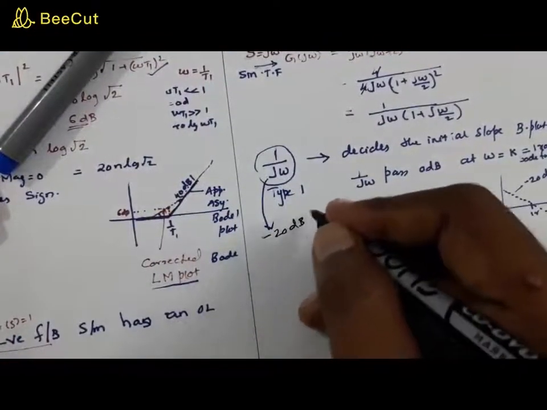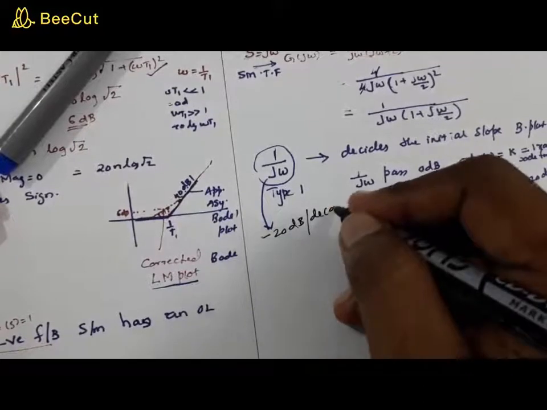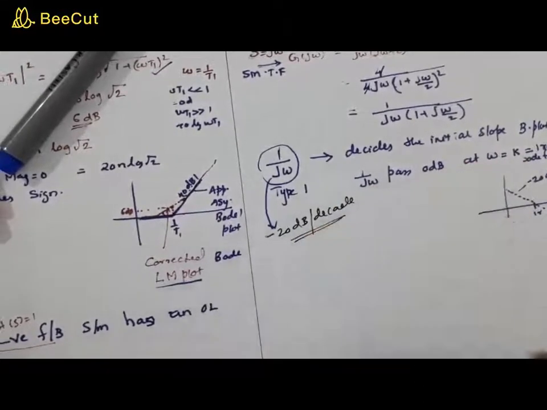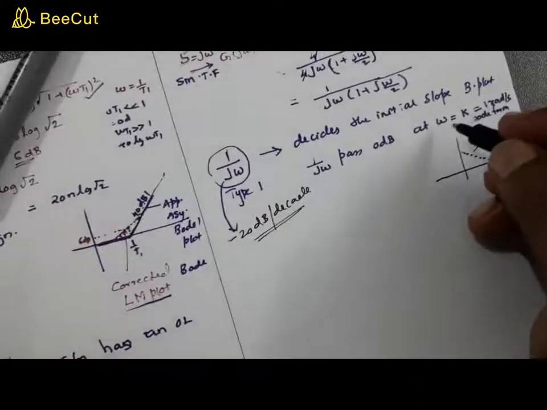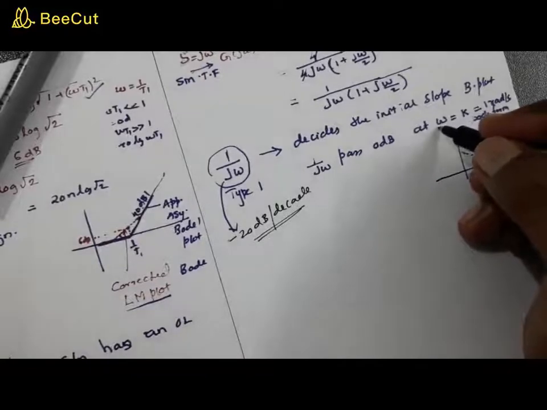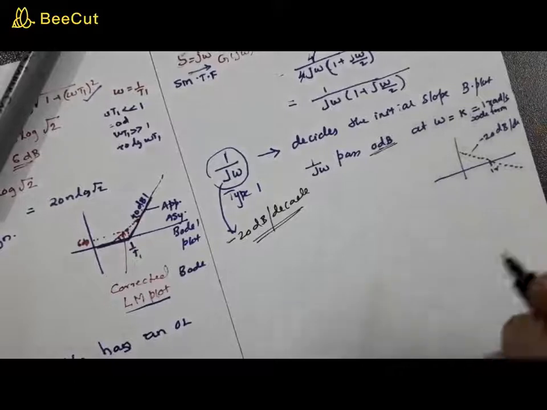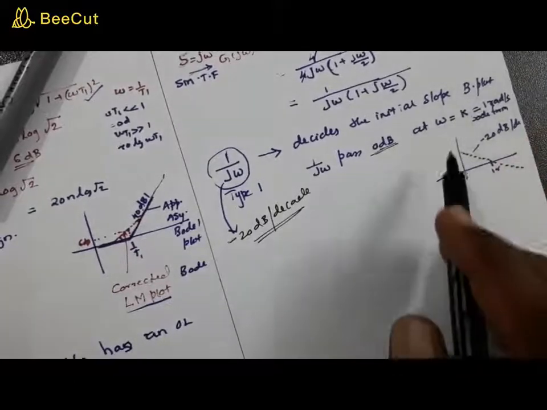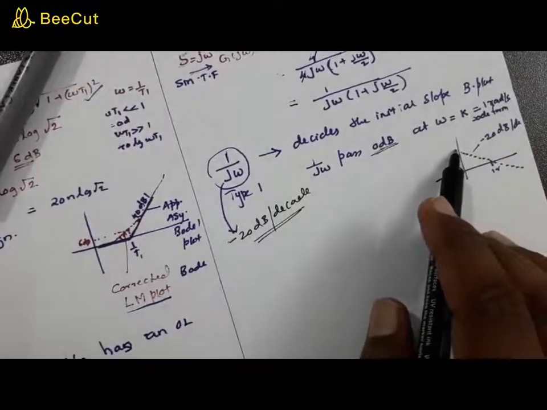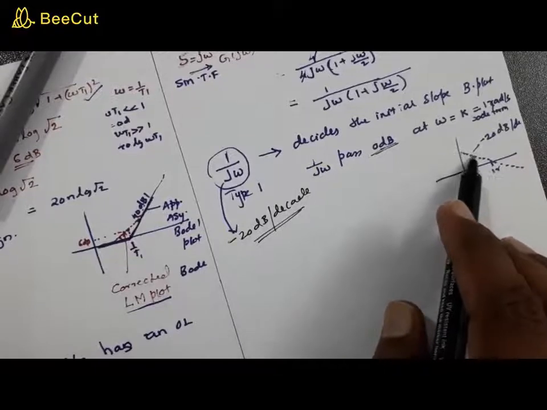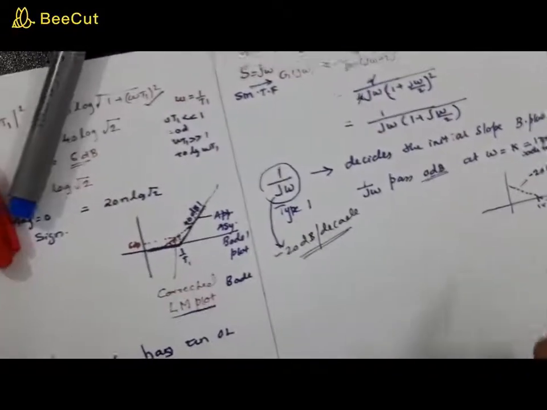Okay, minus 20 dB per decade. The only parameter that we understood is that it will definitely pass the 0 dB at 1 radian per second. By this knowledge, you can plot the minus 20 dB line that passes through this 1 radian per second.